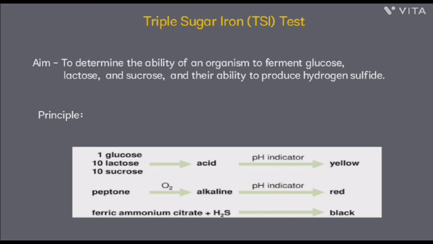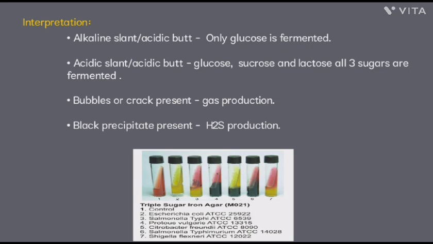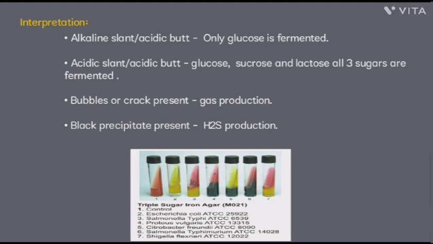This test is used to differentiate among the members of Enterobacteriaceae such as E. coli, Salmonella, Shigella, Klebsiella, Enterobacter, etc. Interpretation: alkaline slant/acidic butt indicates that only glucose is fermented. Acidic slant and acidic butt indicates glucose, sucrose, and lactose, all 3 sugars, are fermented. Bubbles or cracks indicate gas production. Black precipitate indicates H2S production.